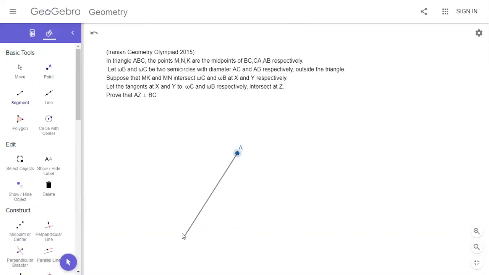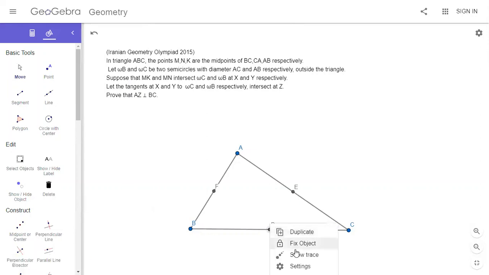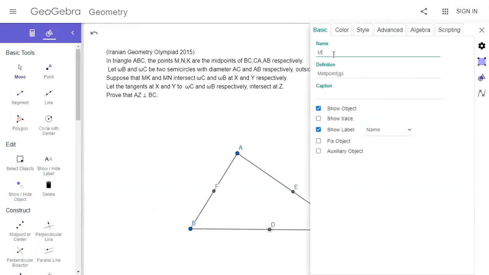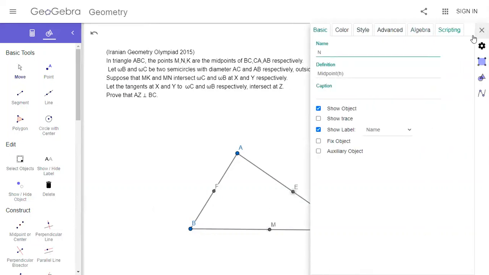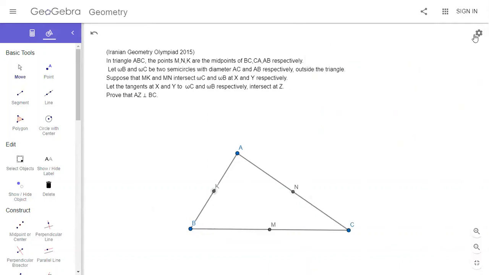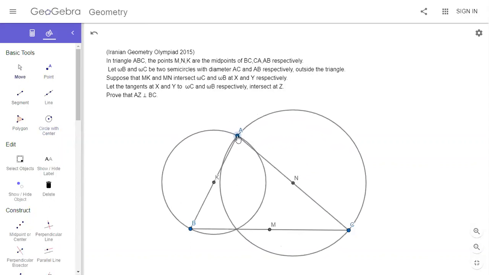So we have a triangle ABC. M, N, and K are the midpoints. That's M, N, and this is K. Okay, so then we draw the circles with diameter AC and AB. And suppose that MK and MN intersected at X and Y.